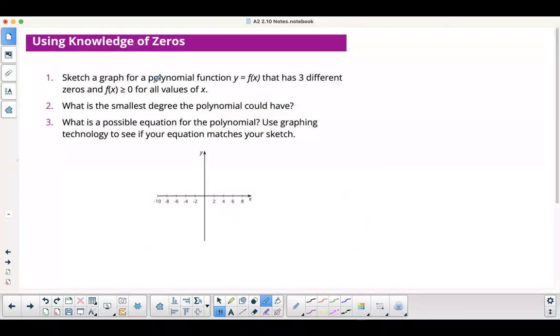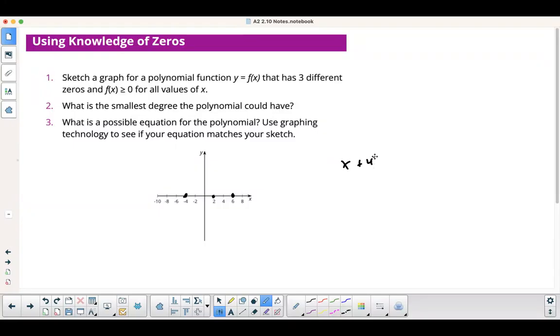All right, sketch a graph for a polynomial function that has 3 different zeros and f of x is greater than 0 for all values of x. So we need to have an even polynomial. Let's find some zeros here. I'm just going to say 6, 2, and -4.